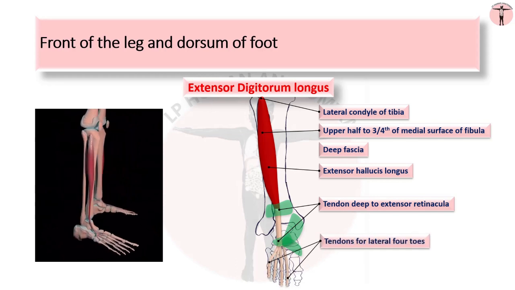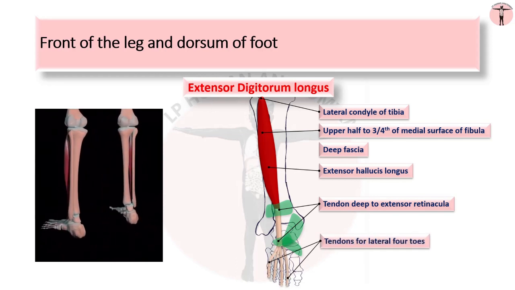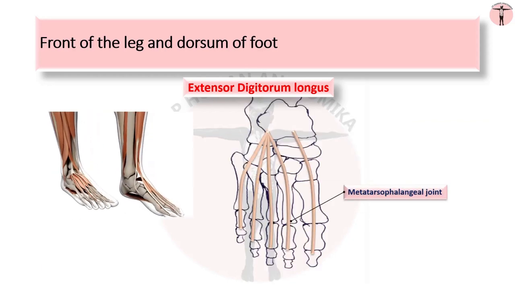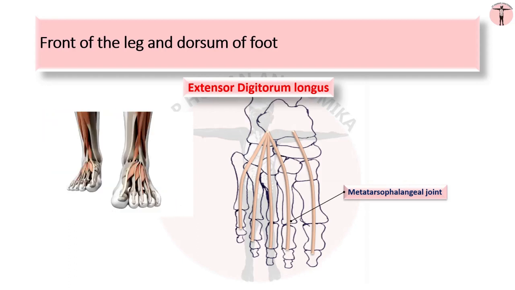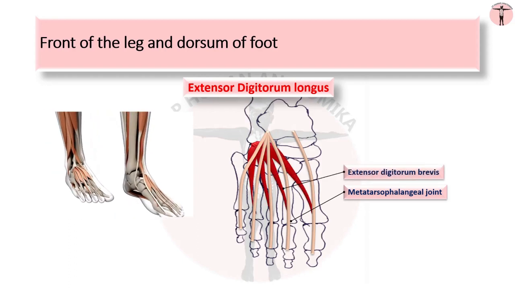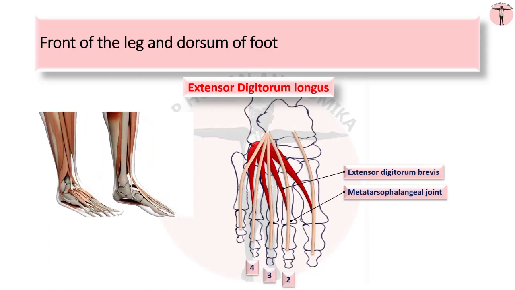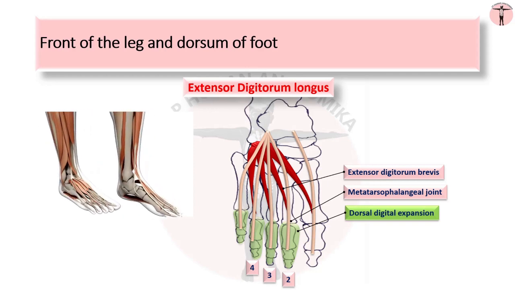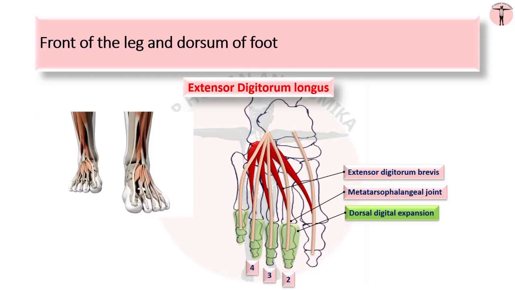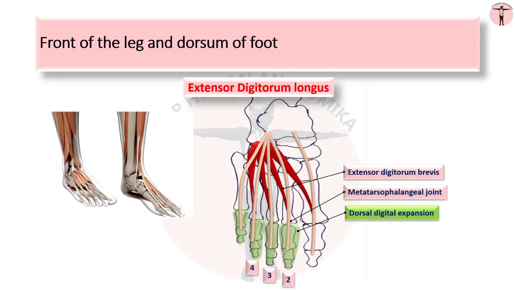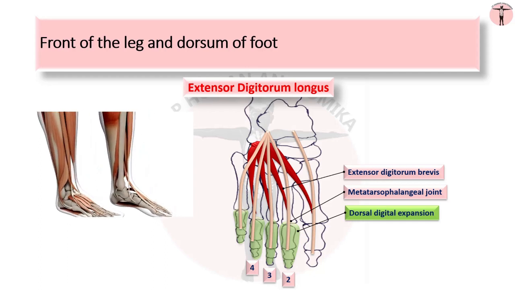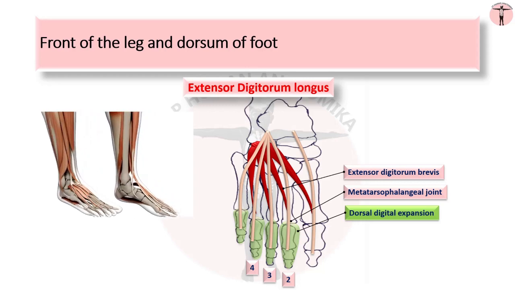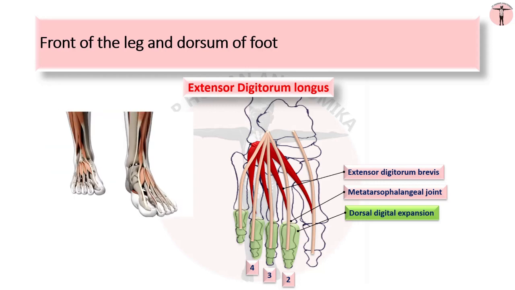Here it divides into 4 tendons for the lateral foretoes. Near the metatarsophalangeal joint, each tendon joins with the tendons of the extensor digitorum brevis from the 2nd to 4th toes and forms dorsal digital expansion. Through dorsal digital expansions, it is inserted into the dorsal surfaces of the bases of the middle and distal phalanges of the lateral foretoes. It divides into 3 slips as in the extensor hallucis longus.